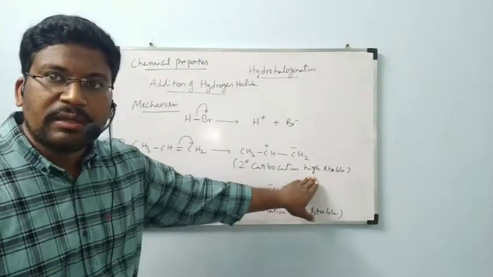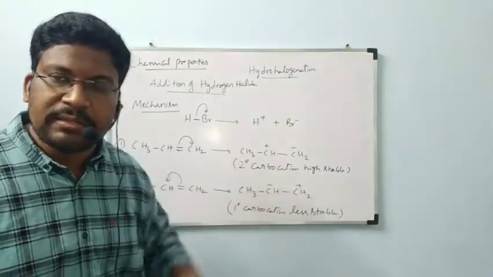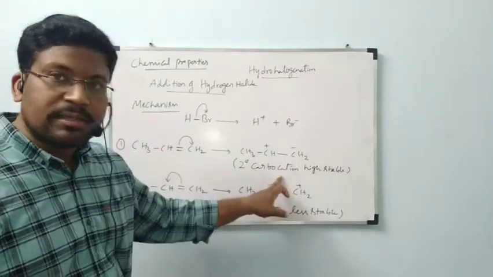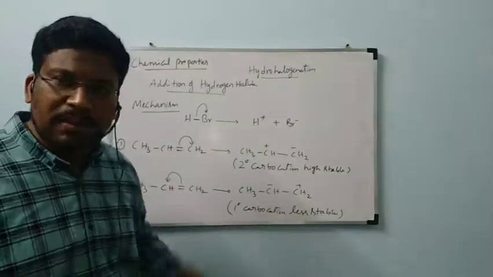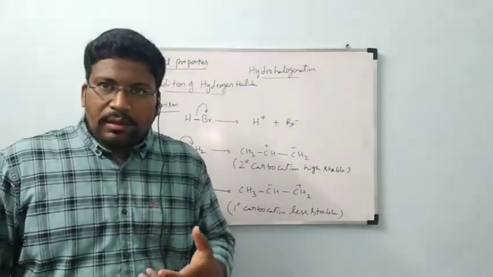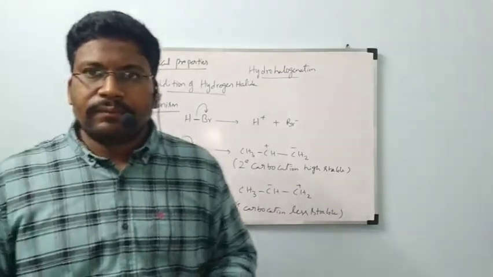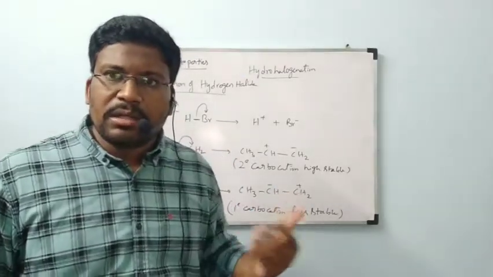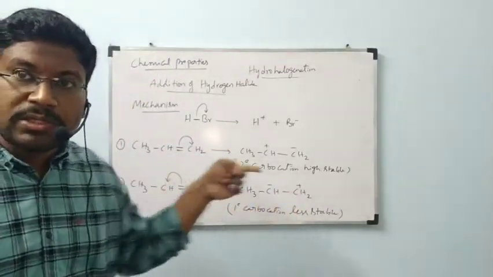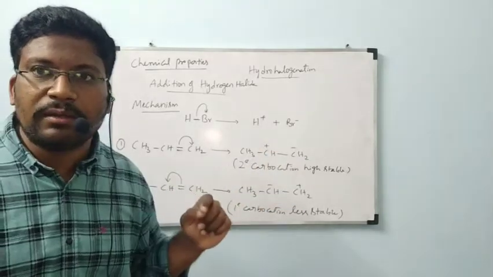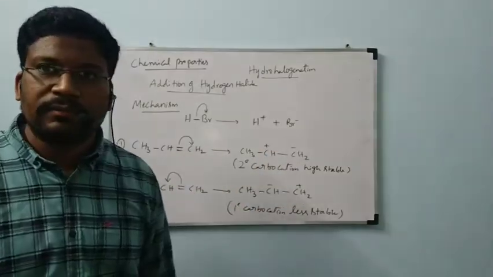Secondary carbocation. It is formed as major. This is major, this is minor because, which is more stable? Secondary carbocation. So automatically this compound wants to be converted to secondary carbocation instead of primary carbocation.